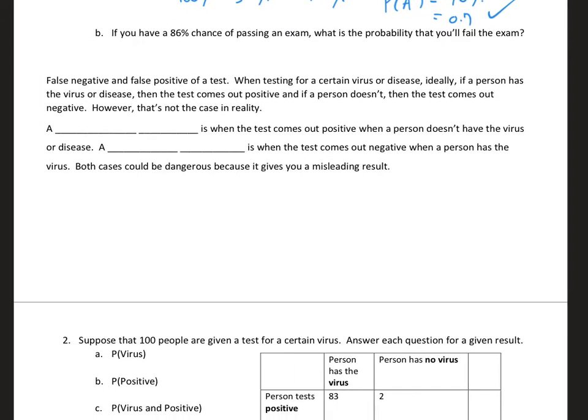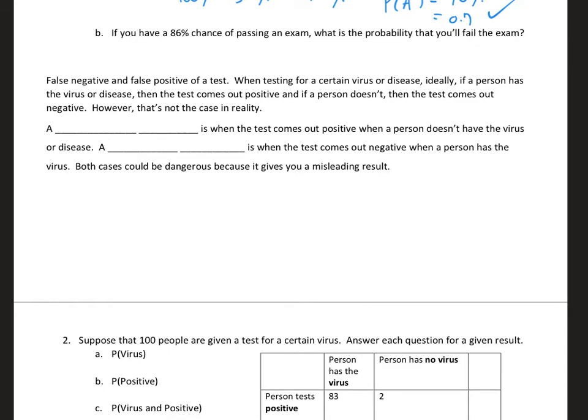Let's look at the next concept, one of the applications of probability. Here we're going to talk about false negatives and false positives of a test. I don't know if you guys have heard the term before. When testing for a certain virus or disease, ideally, if a person has the virus or disease, then the test comes out positive. Let's say COVID-19, I got tested twice. So if I have it, it should come out positive, right? If I don't have it, it should come out negative. That's not the case in reality all the time.